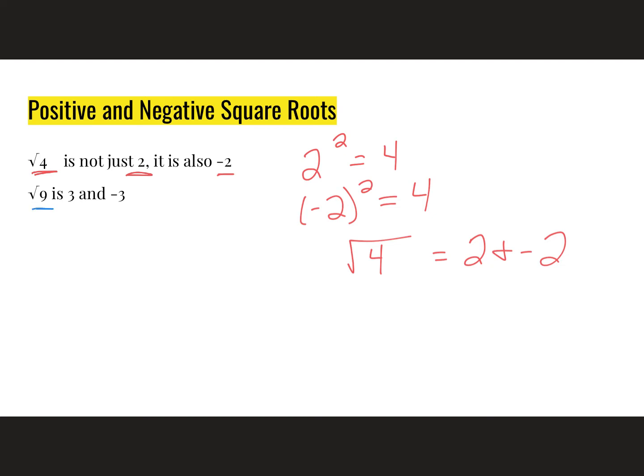Same thing with 9. The square roots of 9 are not just 3, but 3 and negative 3, because, again, negative 3 squared equals 9. So the square root of 9 is 3 and negative 3. Something to keep in mind.